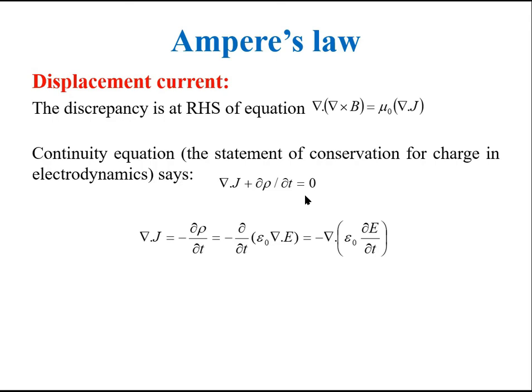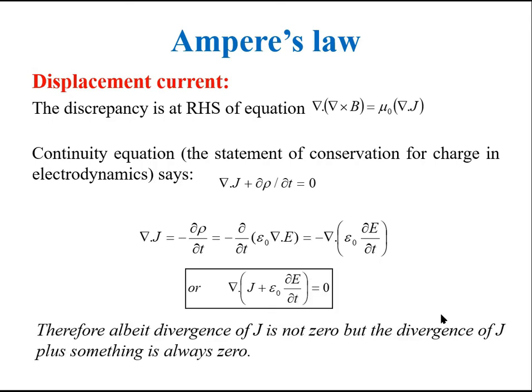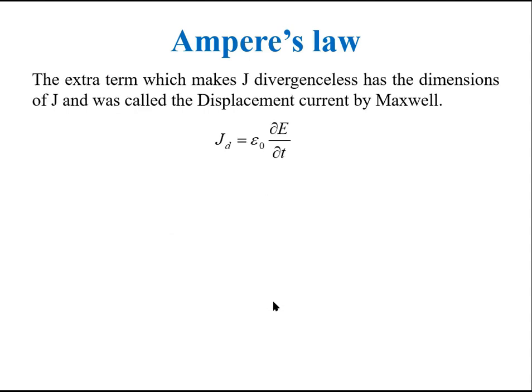Using Gauss' law in differential form, we can replace the charge density with epsilon naught times the divergence of the electric field. And again, the order of differentiation with respect to time and with respect to space can be reversed. This gives this equation. This equation says that although the divergence of current density is not always zero, the divergence of current density plus something is always zero. This extra term, epsilon naught times del E over del t, which makes J divergenceless, has the dimensions of J, as it is added to the current density.